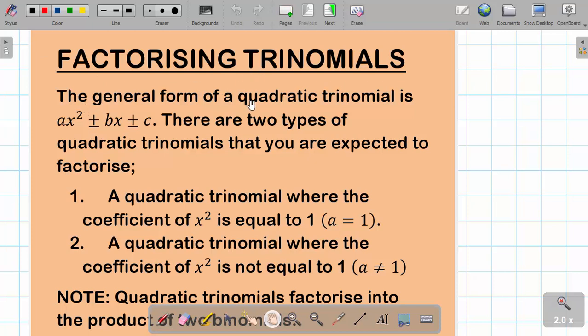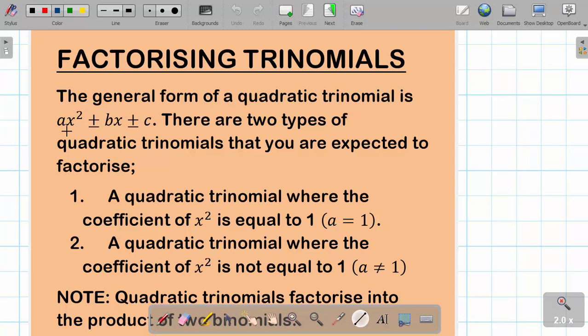The general form of a quadratic trinomial is ax squared plus or minus bx plus or minus c. Okay, that's our general form of the quadratic trinomial. Now there are two types of quadratic trinomials that you are expected to factorize. Only two types, and you have to know them. Now, don't forget the general one we've just talked about here.